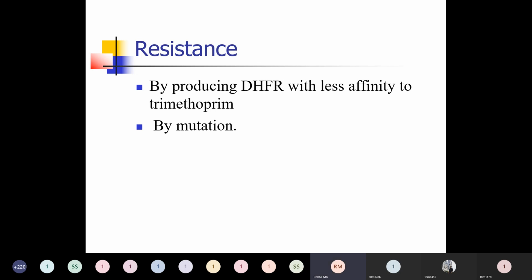Now, the development of resistance to cotrimoxazole is less, but still organisms may develop resistance to cotrimoxazole by producing DHFR enzyme with less affinity to trimethoprim.